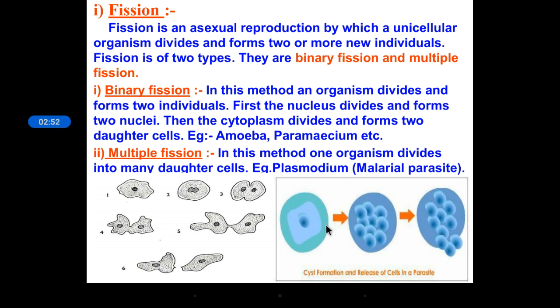In this method, one organism divides to form many daughter cells. An example is Plasmodium vivax. Plasmodium is a malarial parasite. That means one organism divides to produce many daughter cells. So this is about fission. Fission is an asexual reproduction by which a unicellular organism divides to form two or many new individuals. And the types are binary fission and multiple fission.